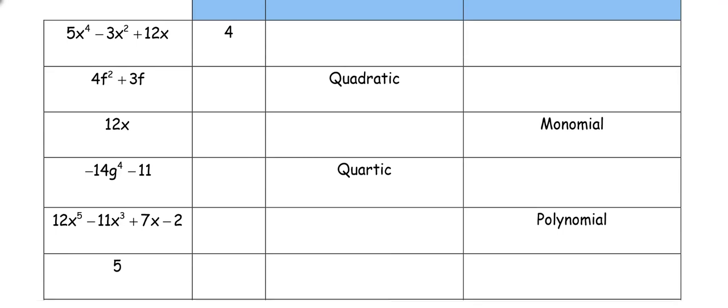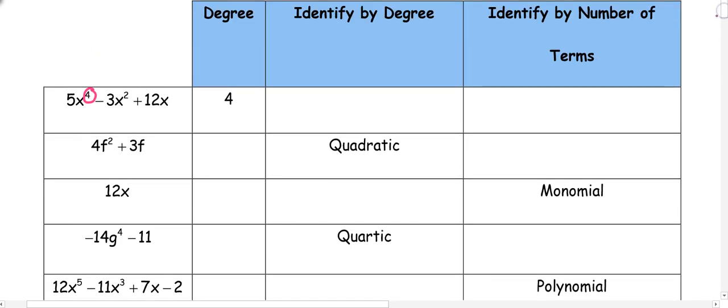So the first one is 5x to the fourth minus 3x squared plus 12x. So our degree is 4 because that's the highest exponent in the problem. So if we have a degree of 4, that means this is a quartic. Then by the number of terms, the terms are separated by plus and minus signs. We have one term, two terms, three terms. So this is a trinomial.